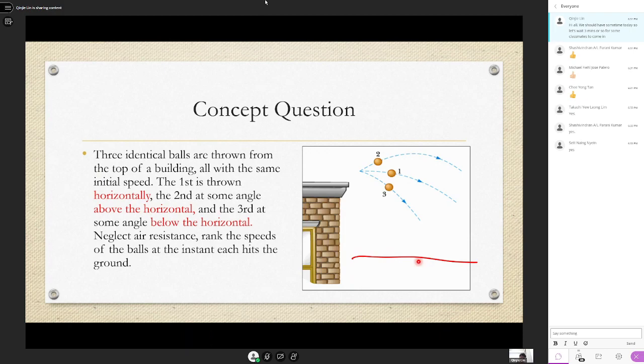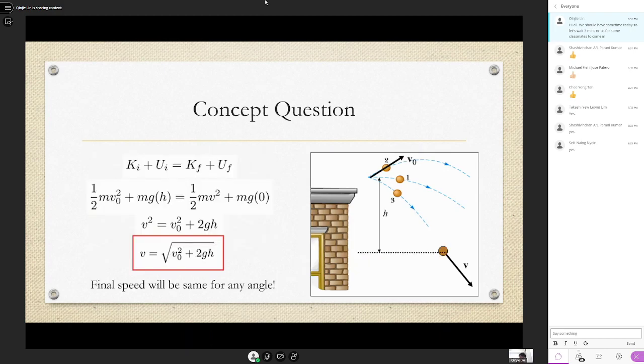Okay. So the answer is they will have the same speed. Why? Because using this equation, which is the conservation of energy, you see they start from the same height, correct? They start from the same height. So from this height all the way to the same height at the ground, they all lose the same height. So they will have the same amount of potential energy that gets converted to kinetic energy.